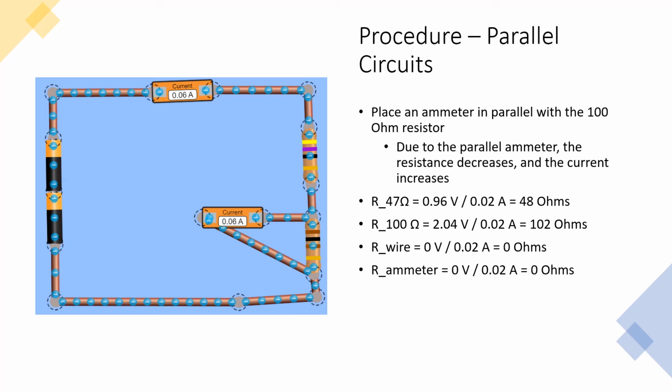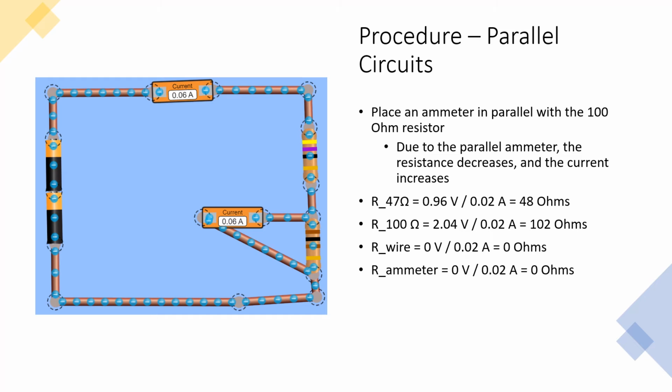So for the experiment procedure in parallel circuits, first we place an ammeter in parallel with the 100 ohm resistor. Due to the parallel ammeter, the resistance decreases in the circuit and the current increases.